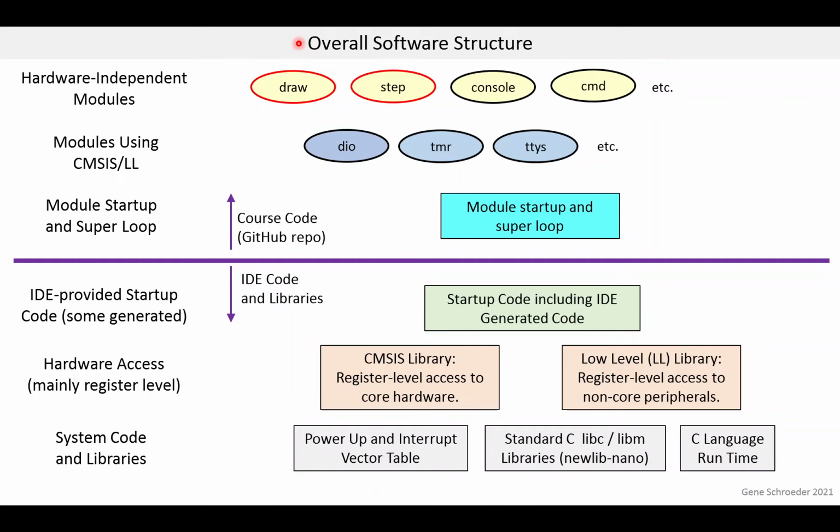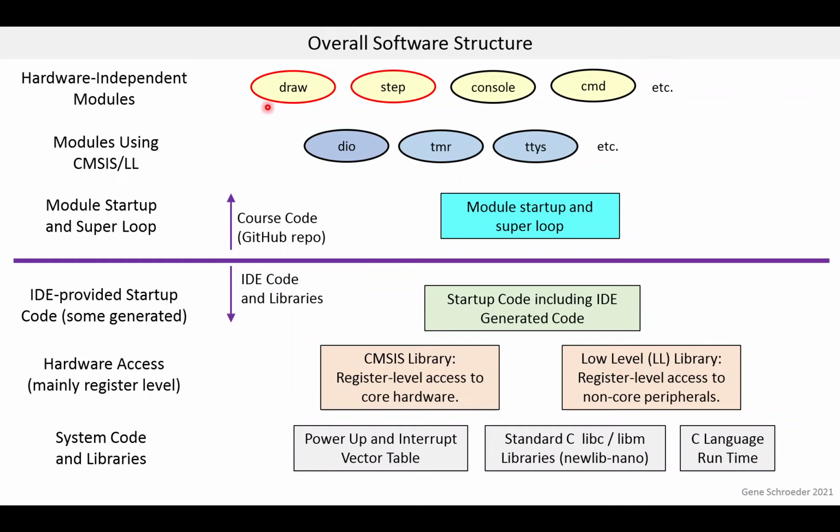Now this diagram is busy and I won't go through it in any detail, but it shows all of the software contained in the MCU image, and I think it's often useful to be able to get the complete picture. So I'm just going to go through a few things here. First, everything above this purple line is code I wrote for this course and previous courses, and it's all in the GitHub repo for this course. Everything below this purple line is things like standard C libraries that came with the tool chain or code provided by the IDE, including some code generated by the IDE.